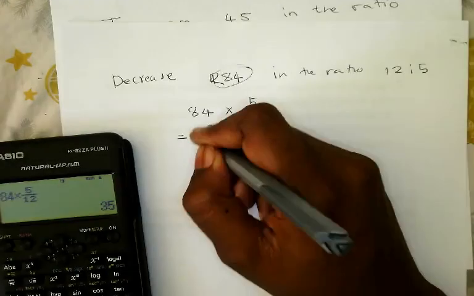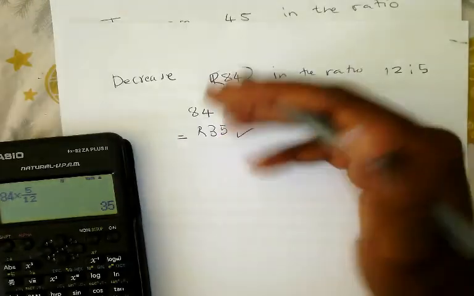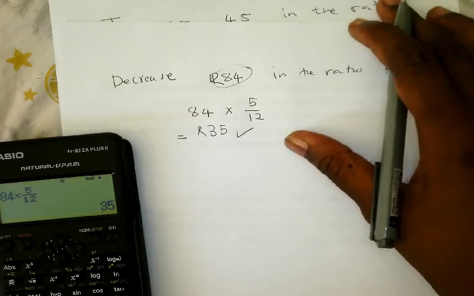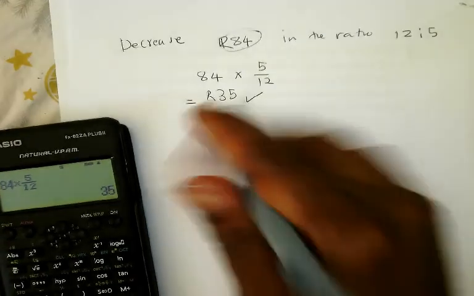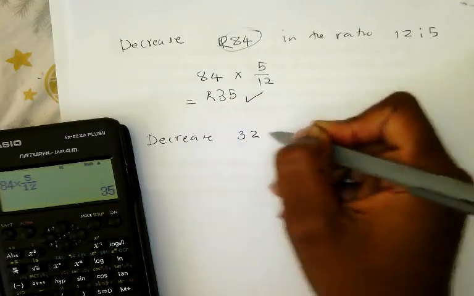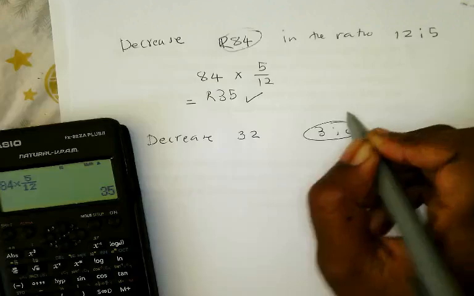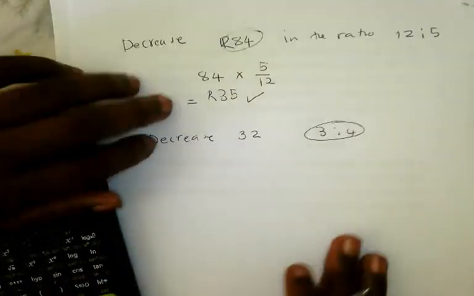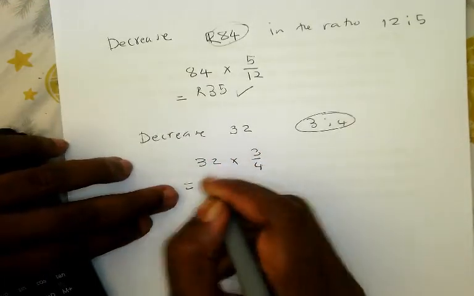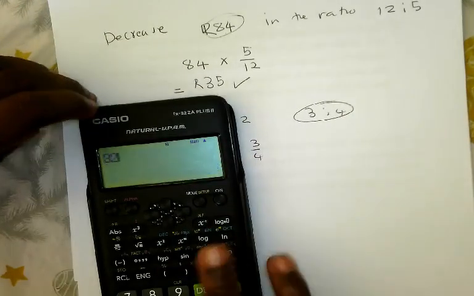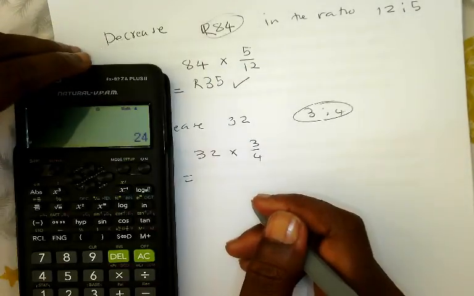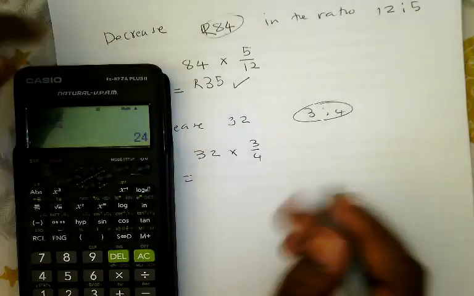Okay, the last portion. Decrease 32 in the ratio 3:4. So what will be the answer for that one? 32 multiplied by 3/4. Am I right? What's wrong? 24. Okay, I hope that's correct. Just check.